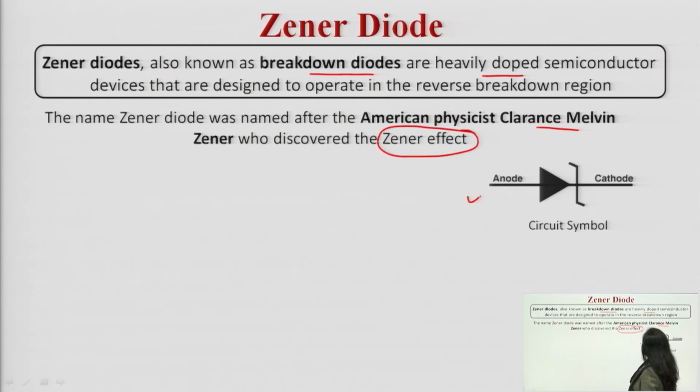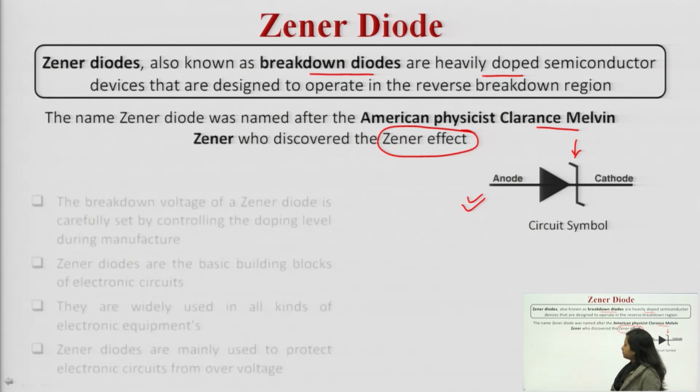This is the circuit symbol for the Zener diode. A Zener diode is also a two-terminal device, anode and cathode. You must remember this particular bar, this shows the negative terminal, the cathode one. So, anode and cathode. So, this is the circuit symbol. Whenever there is a requirement to draw it in a circuit, you must draw it in this particular manner.